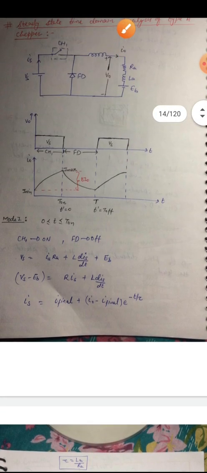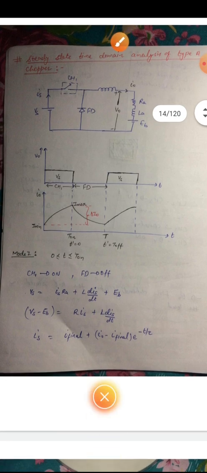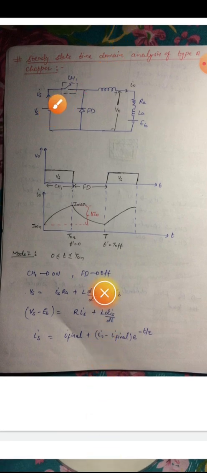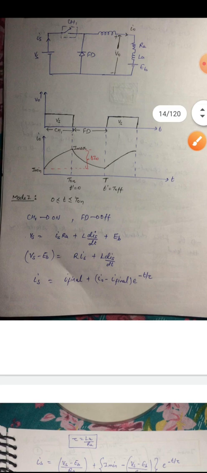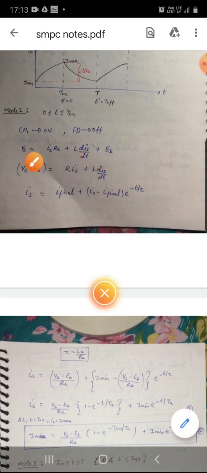So what is happening? Your Vs voltage is Vs equals Is into Ra plus L dIs by dt plus Eb. L you can consider as the combination of La plus this, so don't be confused. So this is the equation we get in mode 1. So Vs minus Eb is Ra Is plus L dIs by dt.